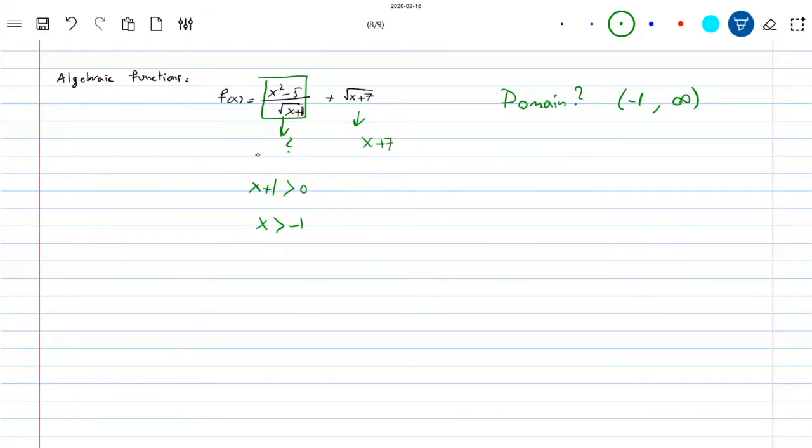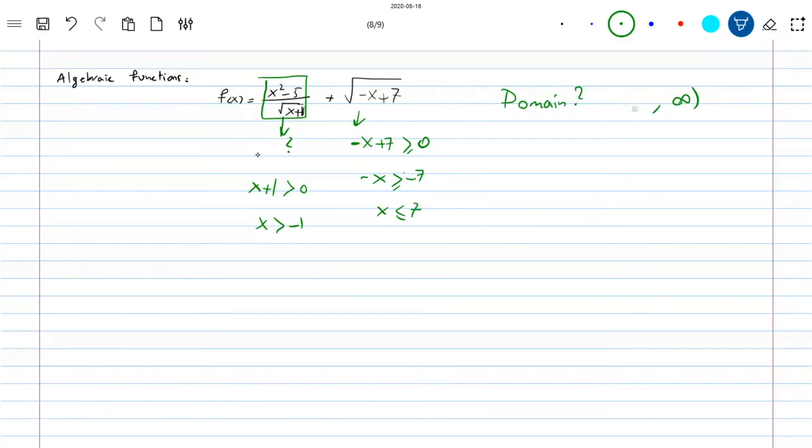Let me change this to negative x plus 7, just to make it a bit more complicated. Negative x plus 7 greater than or equal to 0, because I do not want to have a negative number underneath the square root. So what is that? Let me do this step by step. If some of you have forgotten, when you multiply by a negative, you should flip the sign, so x is less than or equal to 7.